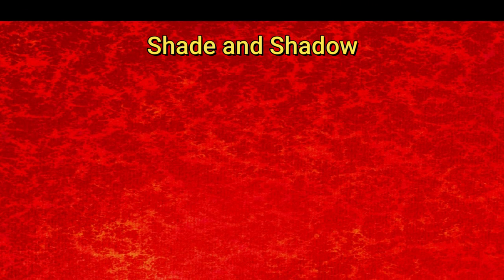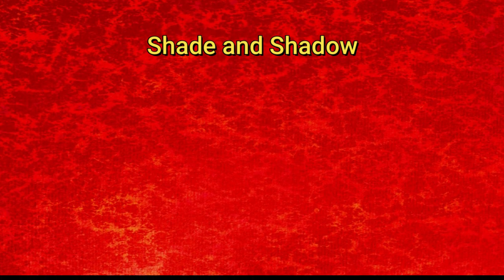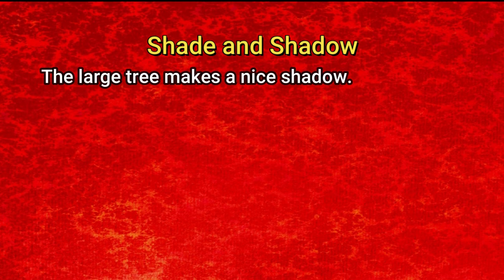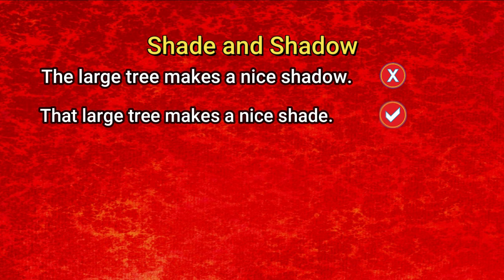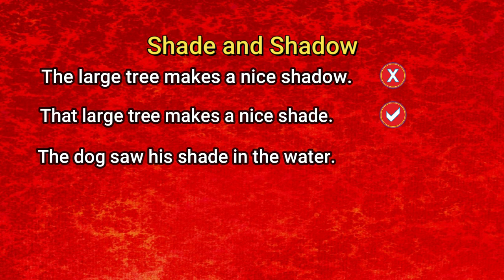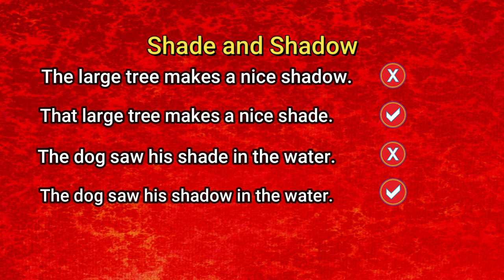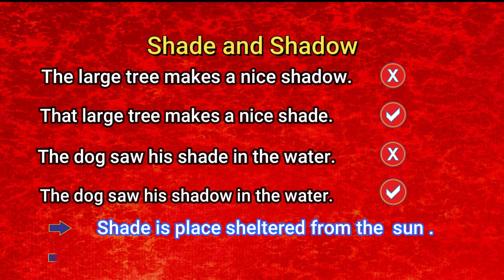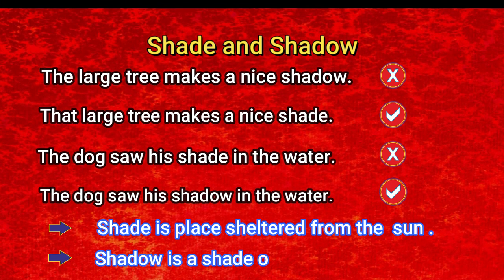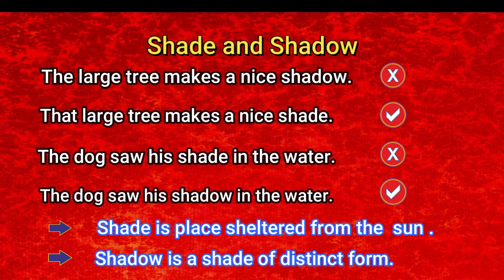Then again comes shade and shadow. We often interchange shade with shadow and shadow with shade. That large tree makes a nice shadow. No, tree makes shade and not shadow. The dog saw his shade in the water. No, the dog saw his shadow. Shadow means, in Hindi we call it parchhai. Shade is a place sheltered from the sun. Wherever we find shelter from sun or rain, we call it shade. Shadow is a shade of distinct form. It can be of a tree, a man, a dog, etc.